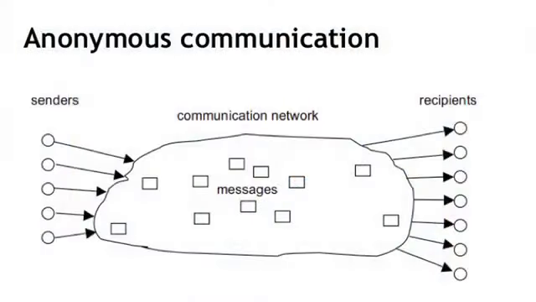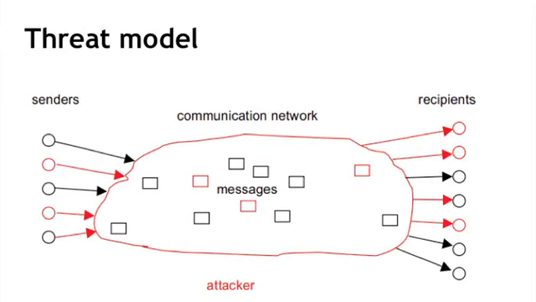So this is what the system looks like. There are a bunch of senders, there are a bunch of recipients, and messages are routed from senders through recipients through this network over here. And of course, there's going to be an attacker. This attacker, and this is called the threat model, the attacker controls several things.